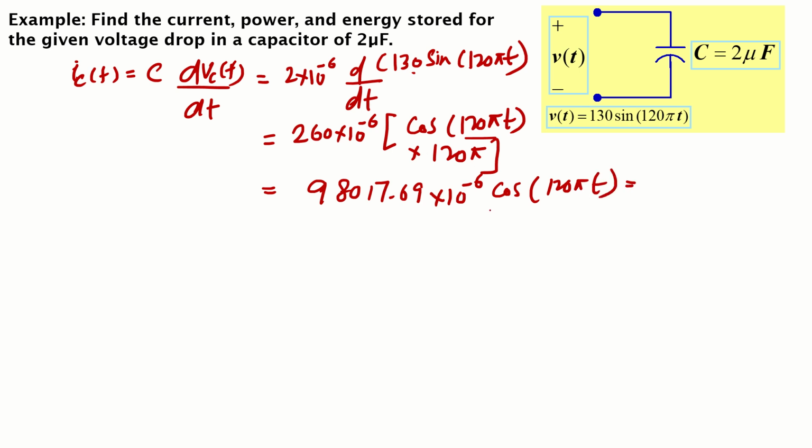Or we can treat 10 power minus 6 as micro; it will remain the same. So this is the current flowing through this particular capacitor for the given voltage.